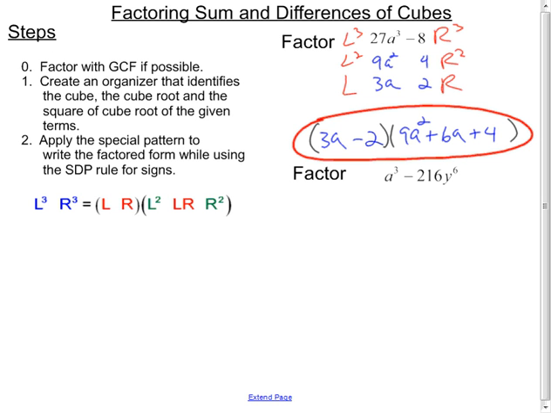So I'll quickly make my chart of L cubed, L, and L squared, R cubed, R, and R squared. Eventually you probably won't even need to write those guides. You'll probably realize it's a little bit redundant at that point. So the cube root of a cubed is a, that squared is a squared. The cube root of 216y to the 6 is 6y to the second. Again, divide your exponents by 3 when cube rooting. And then the square root of that is 36y to the fourth.